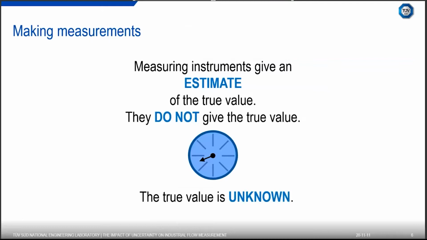So the first point to note is, in terms of making measurements, that measuring instruments only give an estimate of the true value, and they don't give the true value itself. As it says here, the true value is unknown. So if you think of everyday items such as stopwatches, thermometers, your scales in your kitchen, anything like that is just trying to give an estimate of the true value. And the true value, as I said, is unknown.